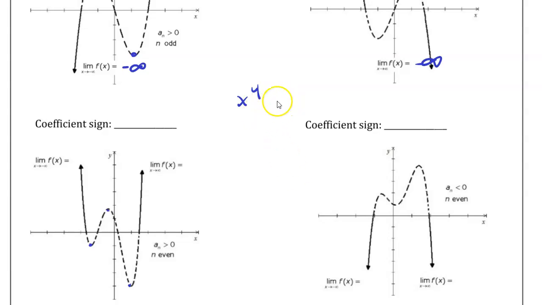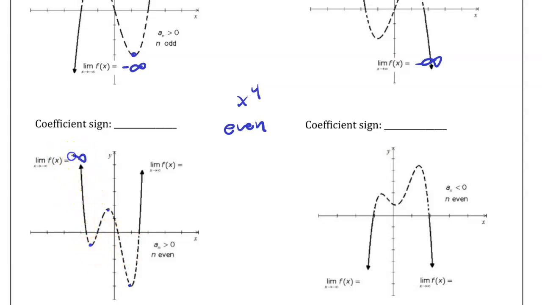It could have anything after this. It could have minus x to the third or plus 22x to the second. It doesn't matter what comes after it. The fact that this is the highest degree gives it some version of this shape. This would be considered an even function. Not that this particular one is an even function, but all even functions will follow this shape.